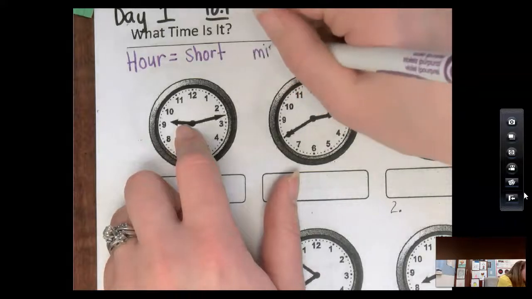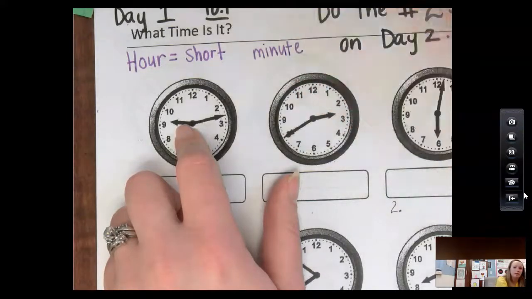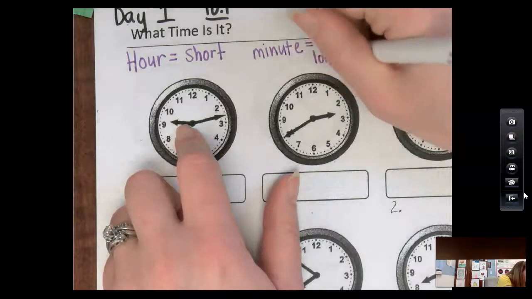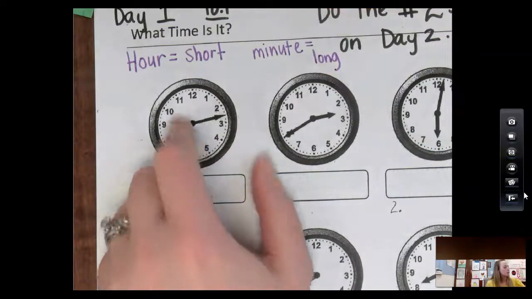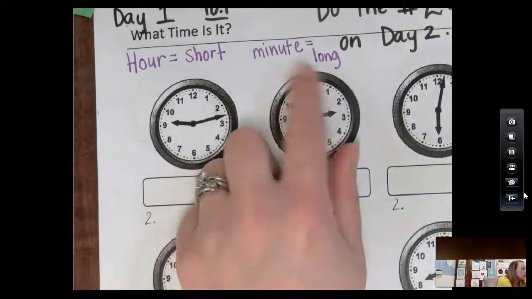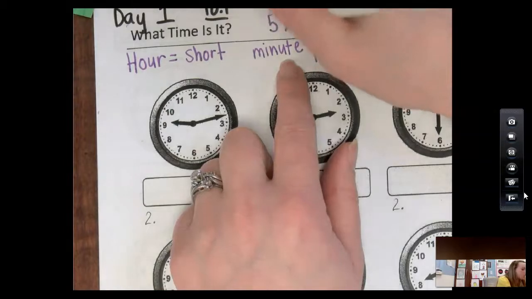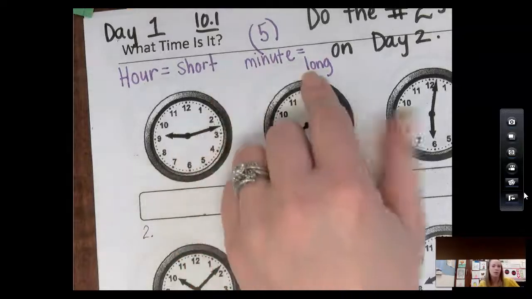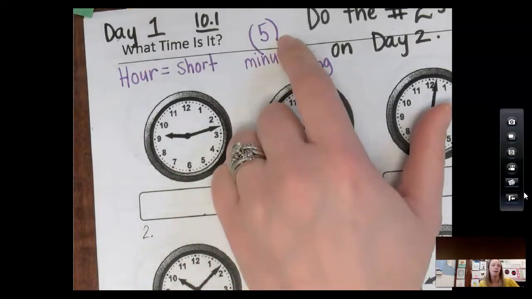Let's write minute. And we're going to write equals long. Okay, so our hour is the shorthand, our minutes are long. We always count by 5s, so you could put that in parentheses too, and that can be super helpful for you. So an hour is the shorthand, our minutes are always long, and we always count by 5s.